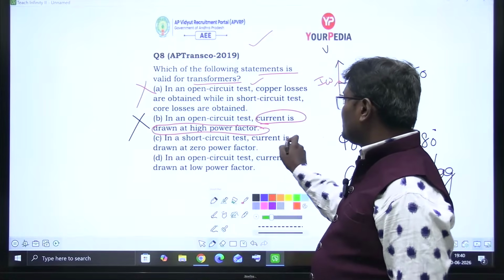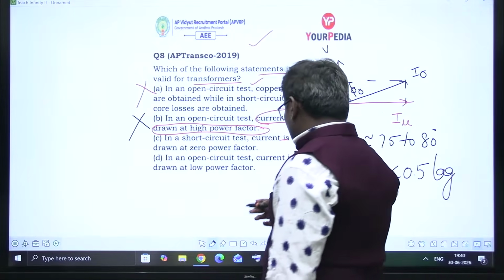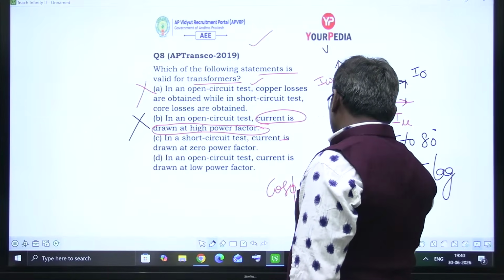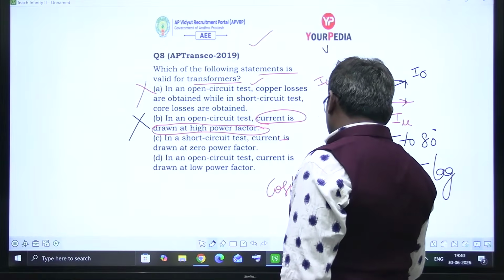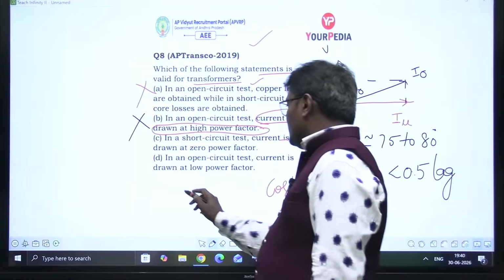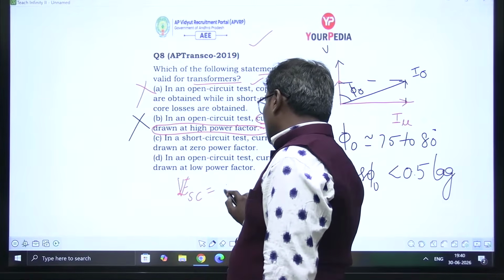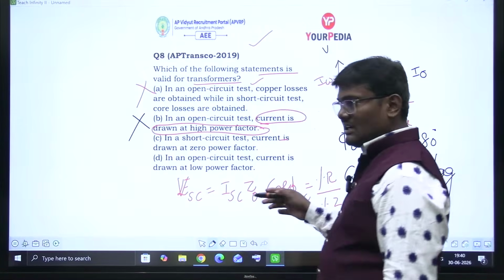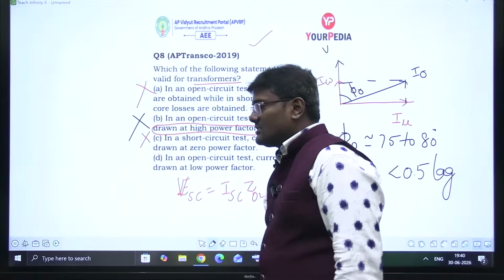And in a short circuit test, current is drawn at 0 power factor? No. So what? Cos phi SC equals percentage R by percentage Z. This is greater than 0.5. Why? Because VSC is equal to ISC into Z02. We are having impedance at higher power factor. So this statement is also wrong.